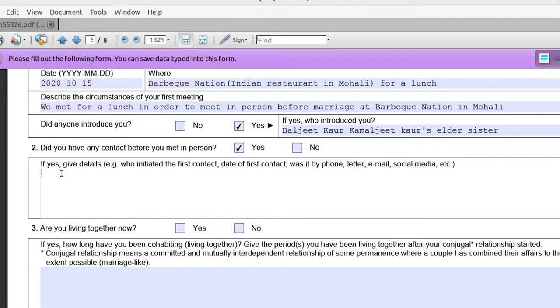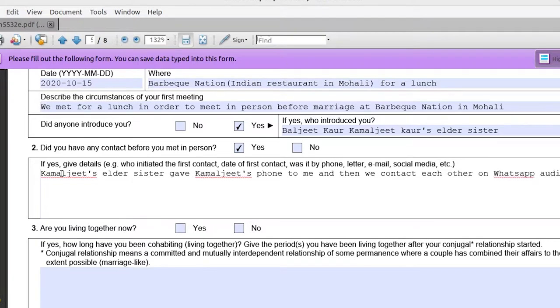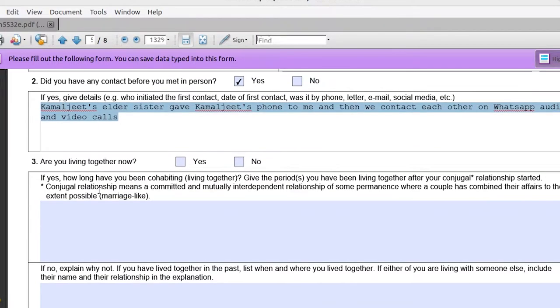So in our case, Kamaljeet's elder sister gave Kamaljeet's phone number to me, and then we contacted each other on WhatsApp, audio and video calls. And you can also add more information, if you know how to make stories. I'm not going to waste your entire time on this section, because we have further sections like this.